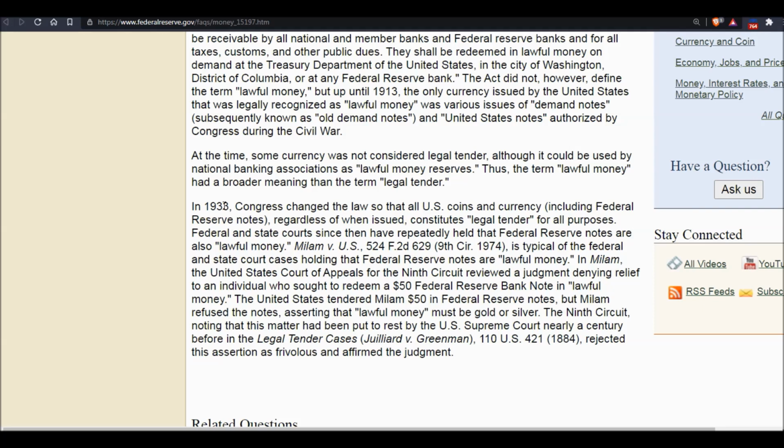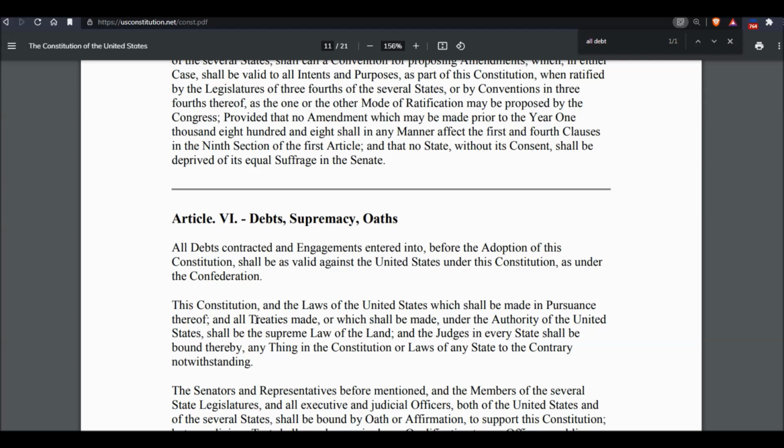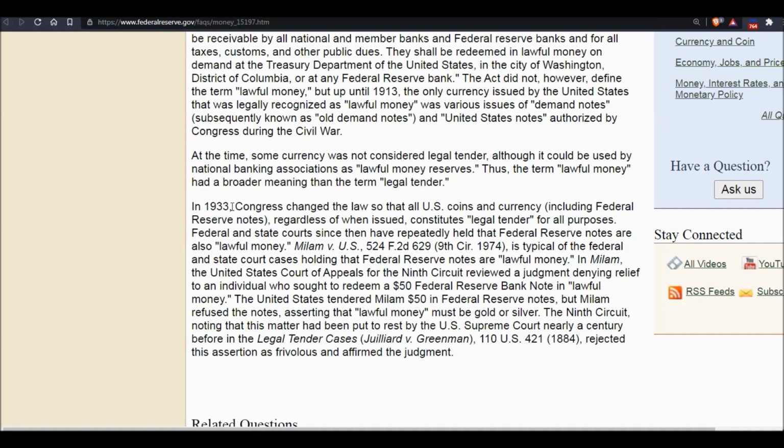And then that takes you back to a full circle. Congress changed the law. Remember, the Constitution is always telling you about what Congress does, what Congress doesn't do, what Congress can do, what Congress cannot do. In 1933, Congress changed the law so that all U.S. coins and currency, including Federal Reserve notes, aka lawful money based on rights and obligation of contract among people who are party to use the Federal Reserve notes, regardless of when issued, constitute legal tender for all purposes.